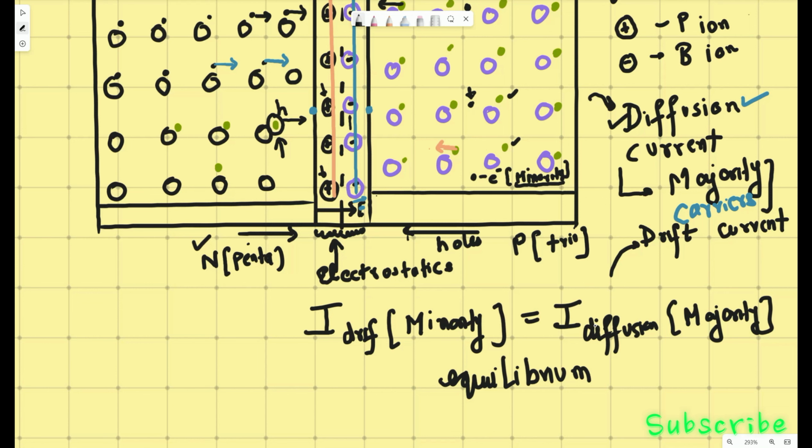This is just 300 Kelvin temperature where something is happening on its own, and there is a creation of a junction potential, the electric field that I explained, that is getting created. All this is happening together. Diffusion is happening. The majority carriers are getting attracted. The minority carriers are also getting attracted because they see the oppositely charged region getting created. Once this I drift becomes equal to I diffusion, we have a situation of equilibrium.